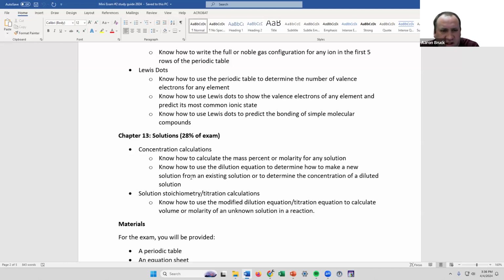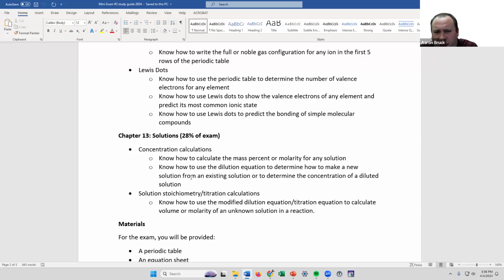Finally, chapter 13, solutions. A little bit more than a quarter of the exam, it's all calculation based. So from a concentration standpoint, do you know how to calculate the mass percent for a solution? Do you know how to calculate the molarity for a solution? This is stuff that we largely talked about almost 2 weeks ago, toward the end of the week. We also saw it in lab early last week.